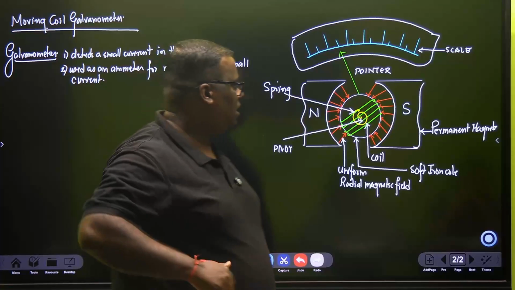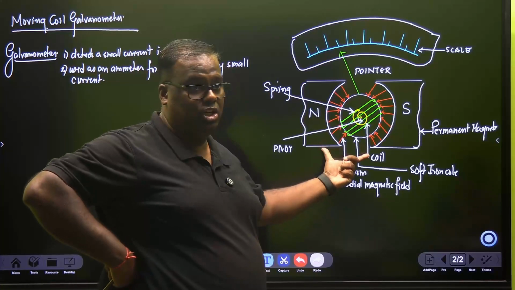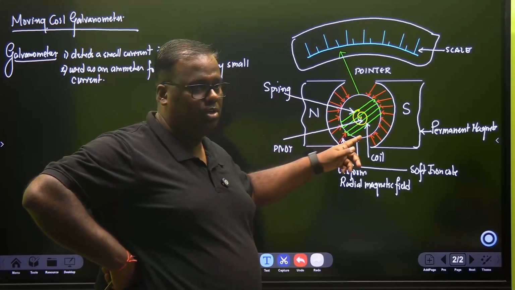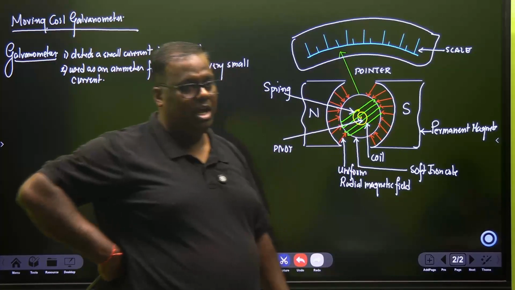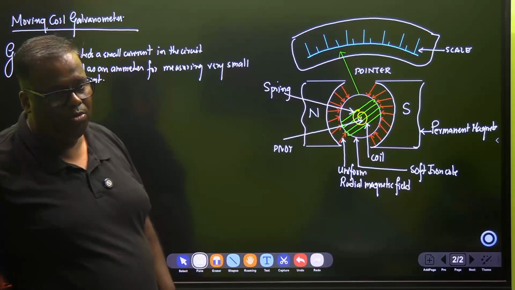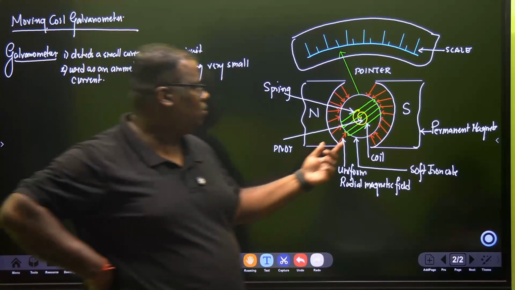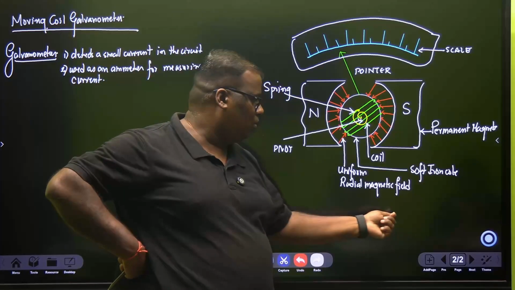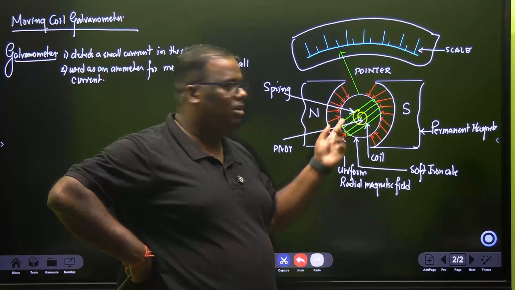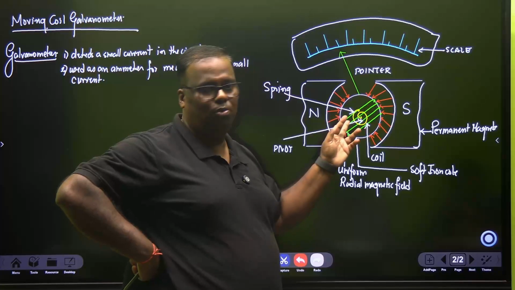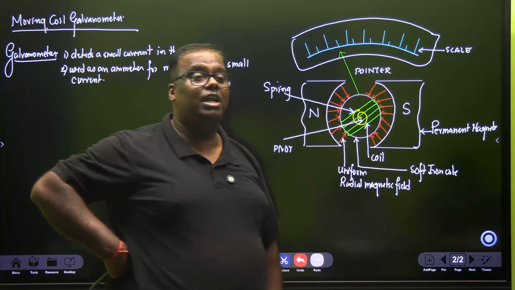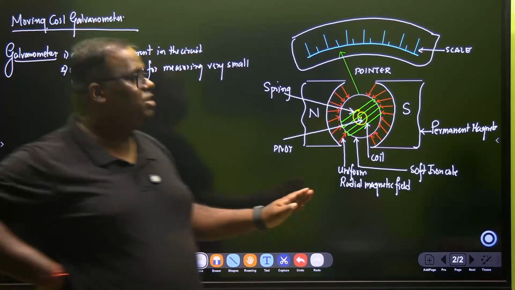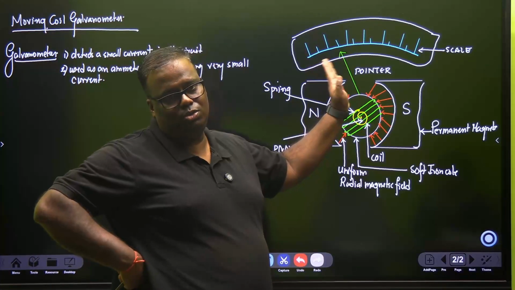Look at the concept. I have got an external magnetic field, right? And I have got a soft iron core. The soft iron core is to concentrate the magnetic field. And I have got a coil. Whenever you want to measure the current, this coil has two leads, and you introduce the coil into the circuit, so that any current which you want to measure will be flowing through the coil. And a current carrying coil placed in a magnetic field will experience a torque. Torque will cause it to twist.